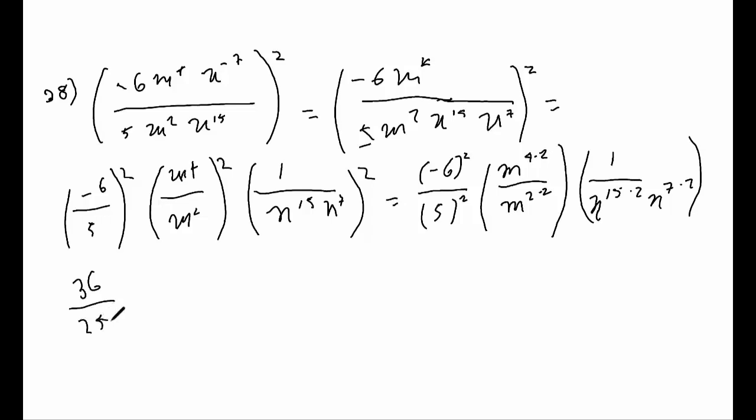Then I will get m to the 4 times 2, so that's going to be m to the 8th divided by m to the 4th. So I'll just put in brackets to keep it separated. And then I will get 1 over n to the 30th, because 15 times 2 is 30. And then n to the 7 times 2, well, that's 14.